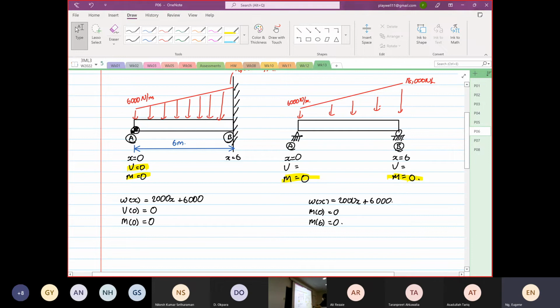By looking at the boundary condition, we can draw structure analysis.